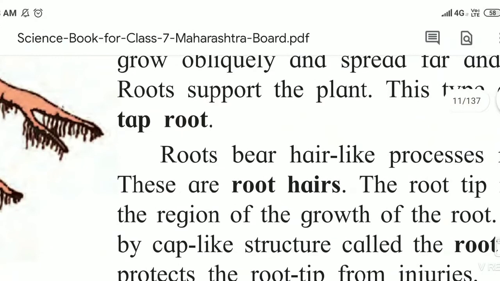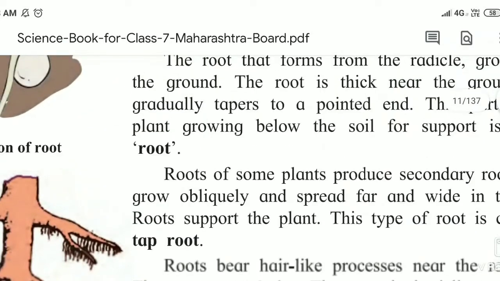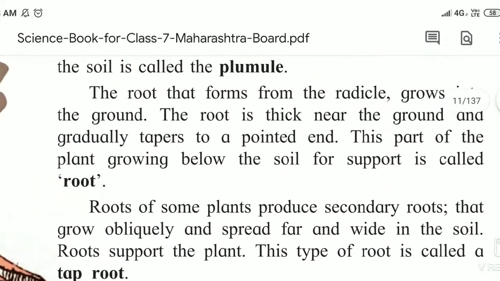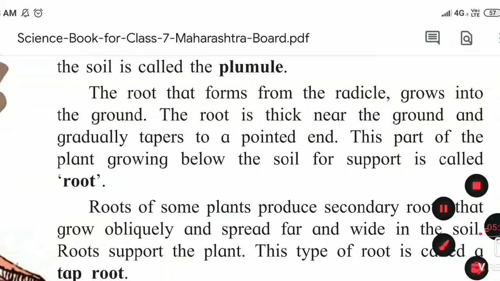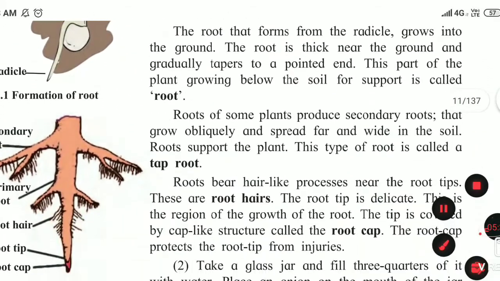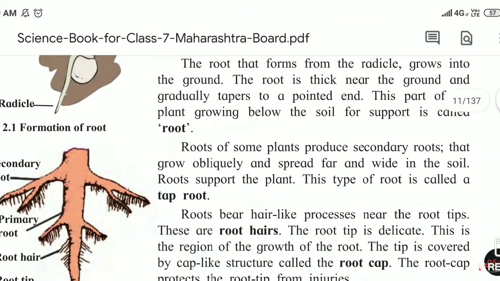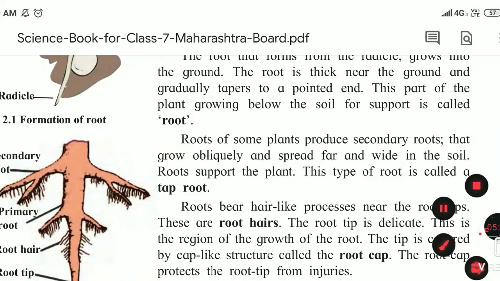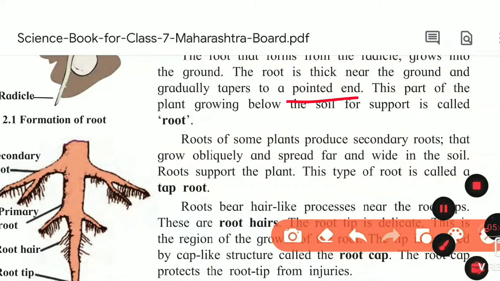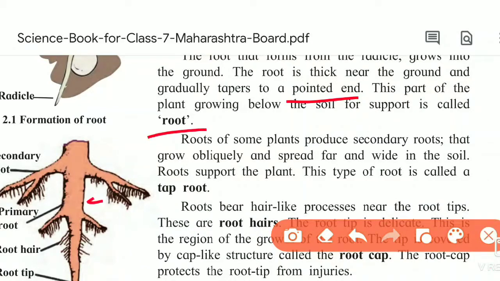See here, tapering towards the ground, the root is thick near the ground and gradually tapers to a pointed end. This part of the plant growing below the soil, which supports the plant, is called the roots. Roots of some plants produce secondary roots.